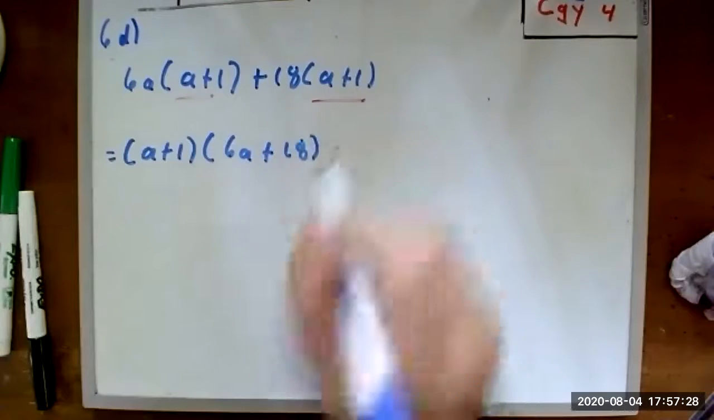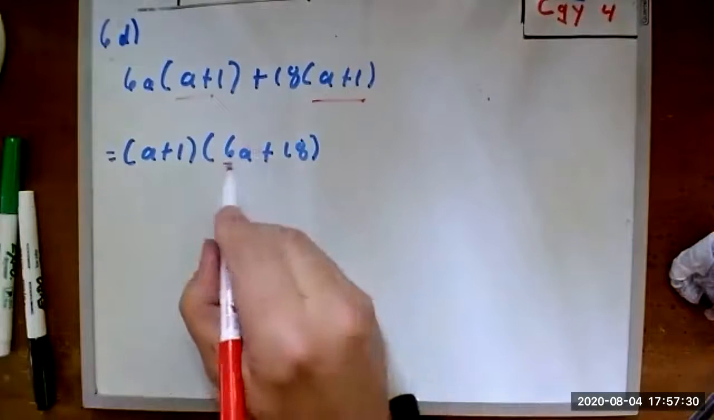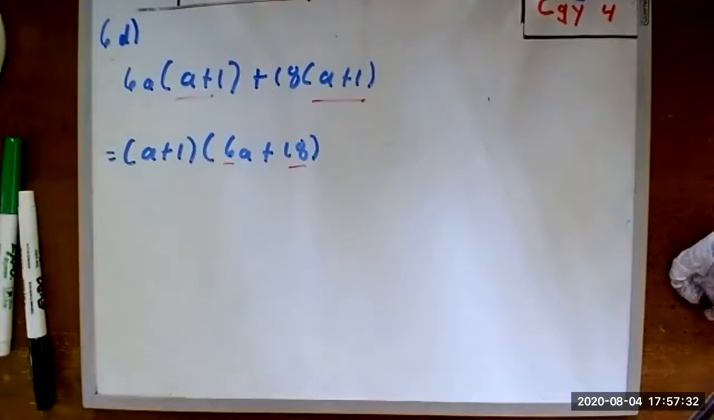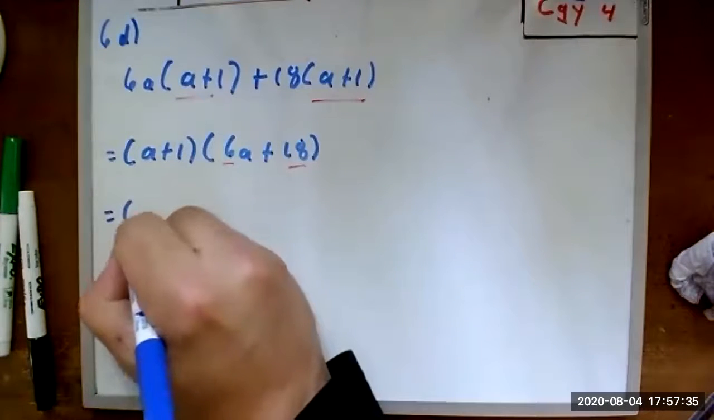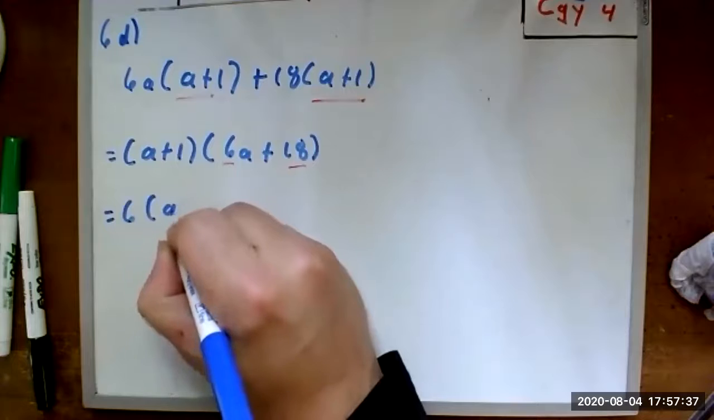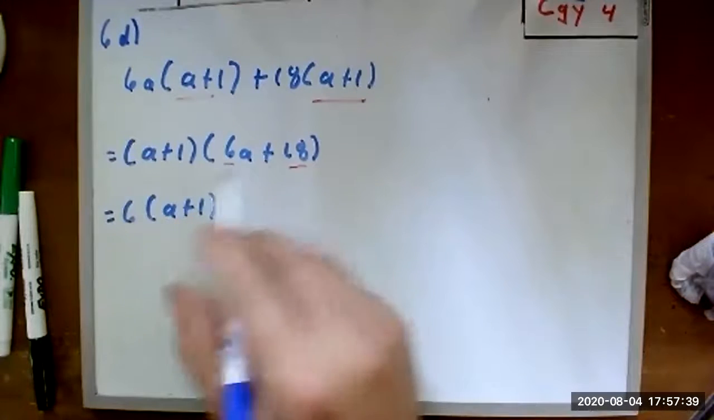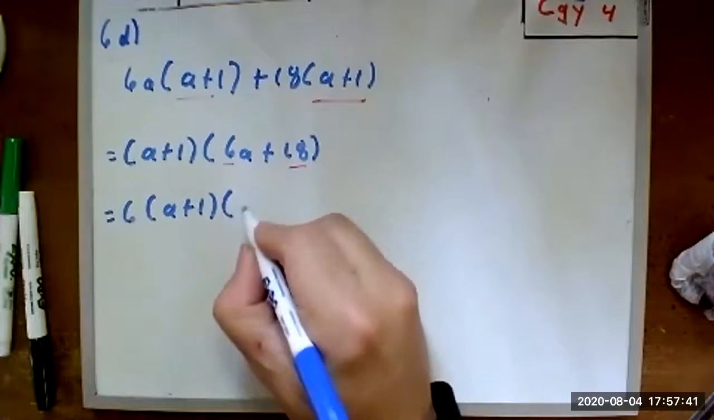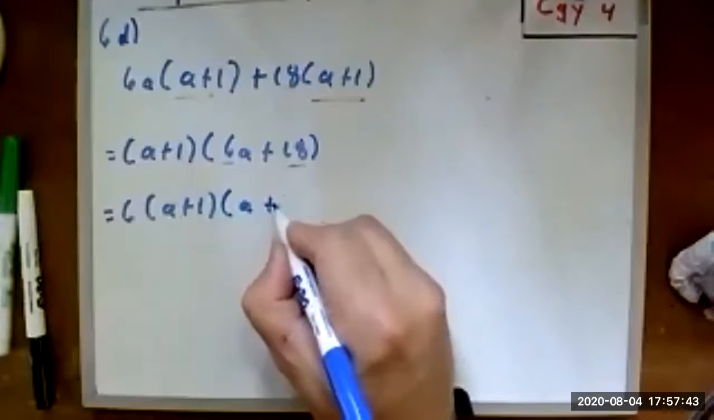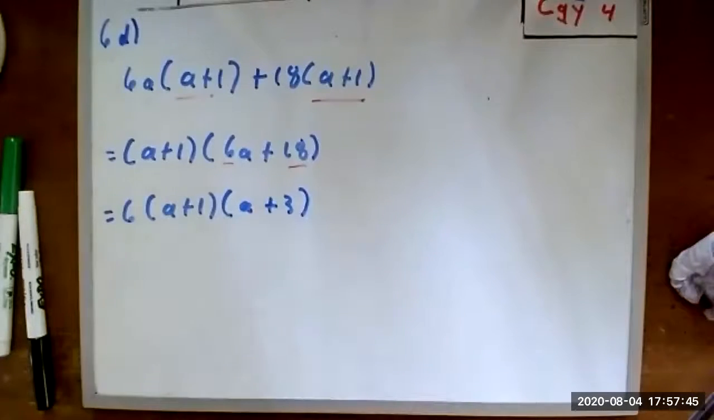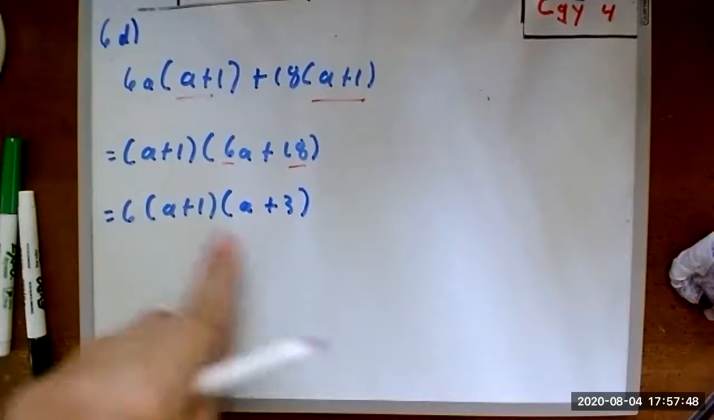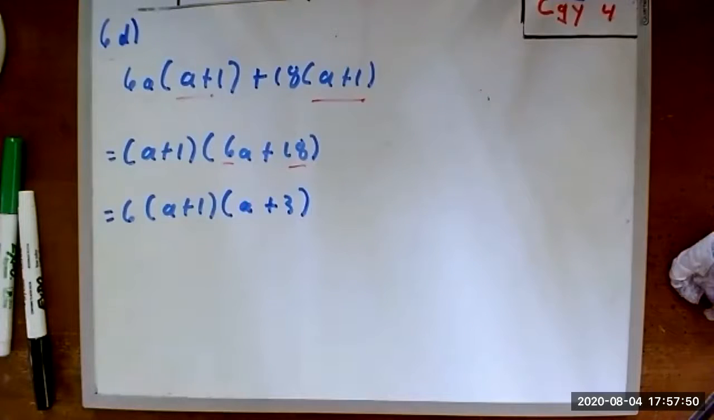So we go ahead and do that. I'll put that out front, and that just leaves these other two pieces. I have 6A plus 18. Now from here, I can pull 6's out of both 6A and 18. So I'm going to throw that way out front. My A plus 1 still comes for the ride. 6A divided by 6 is just A. 18 divided by 6 is 3. So we end up with 6 times A plus 1 times A plus 3.